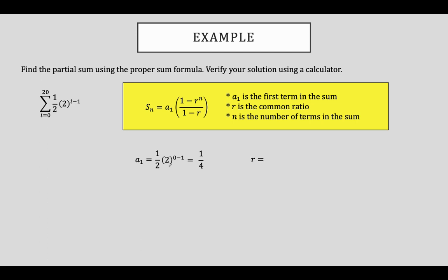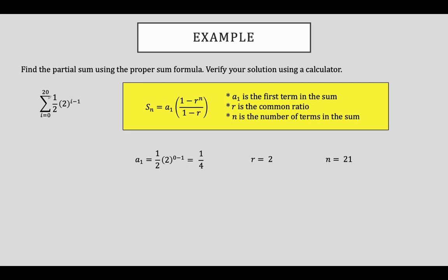Our common ratio, r. r is always the value that is being raised to the exponent. What is being raised to our exponent here? 2. r is equal to 2. And finally, we must know n, the number of terms that we are adding together. Well, because this sum begins with 0 and terminates with 20, we are going to be adding a total of 21 values together.